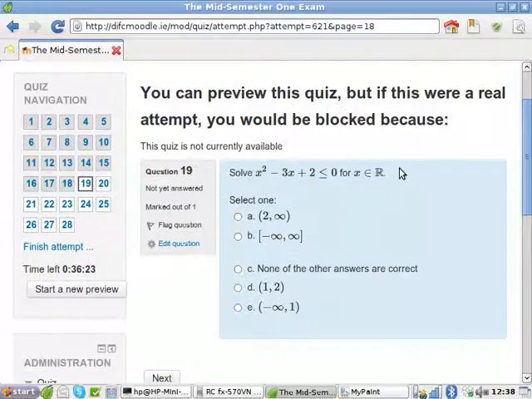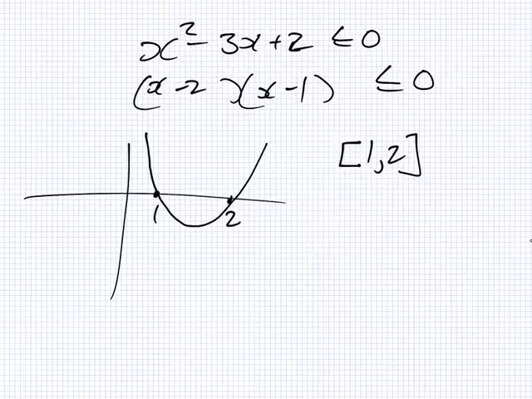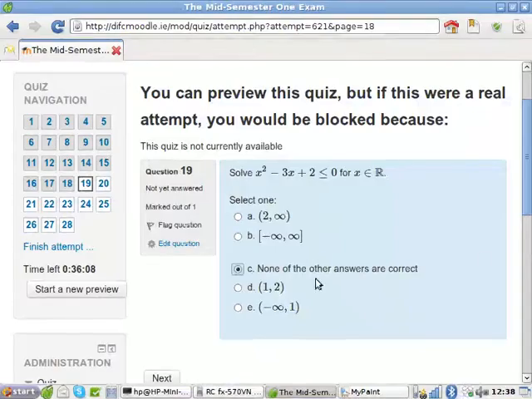So which is the right answer here? Something like A. None of them. Oh, shoot. None of the answers was 1 to 2. No, I saw the wrong bracket. The bracket's wrong. Okay. I did that on purpose. And it worked quite well, actually. I'm quite pleased with that one myself.